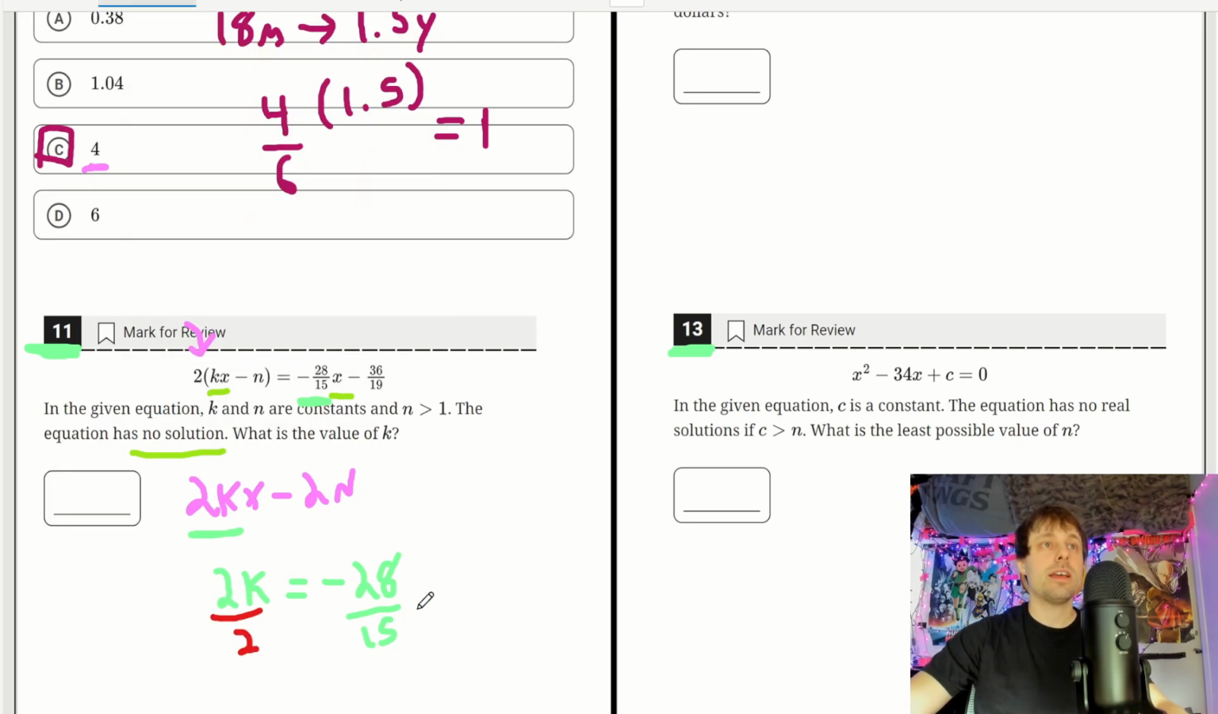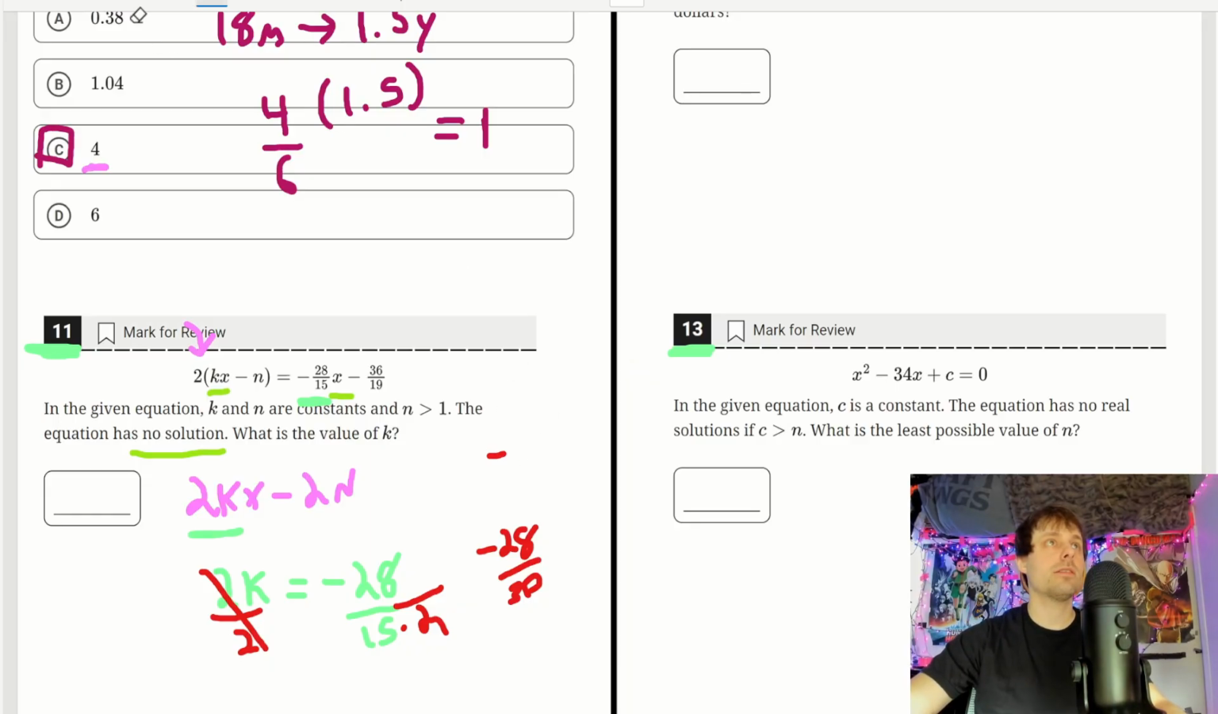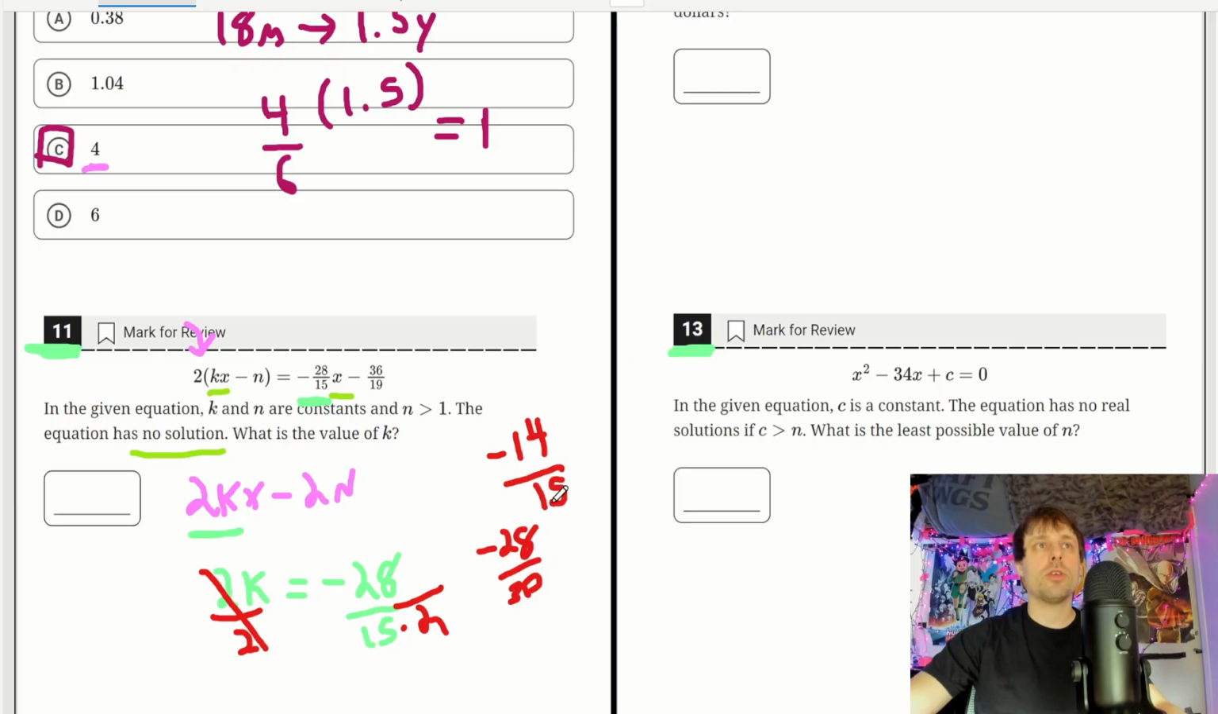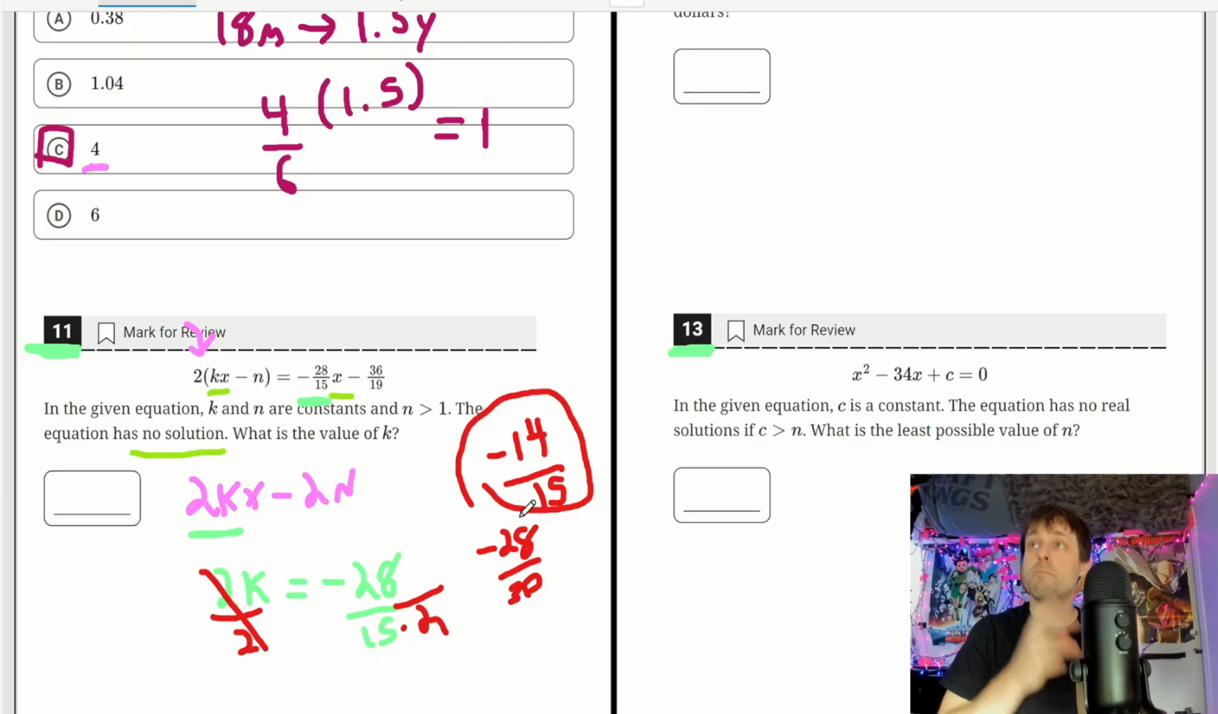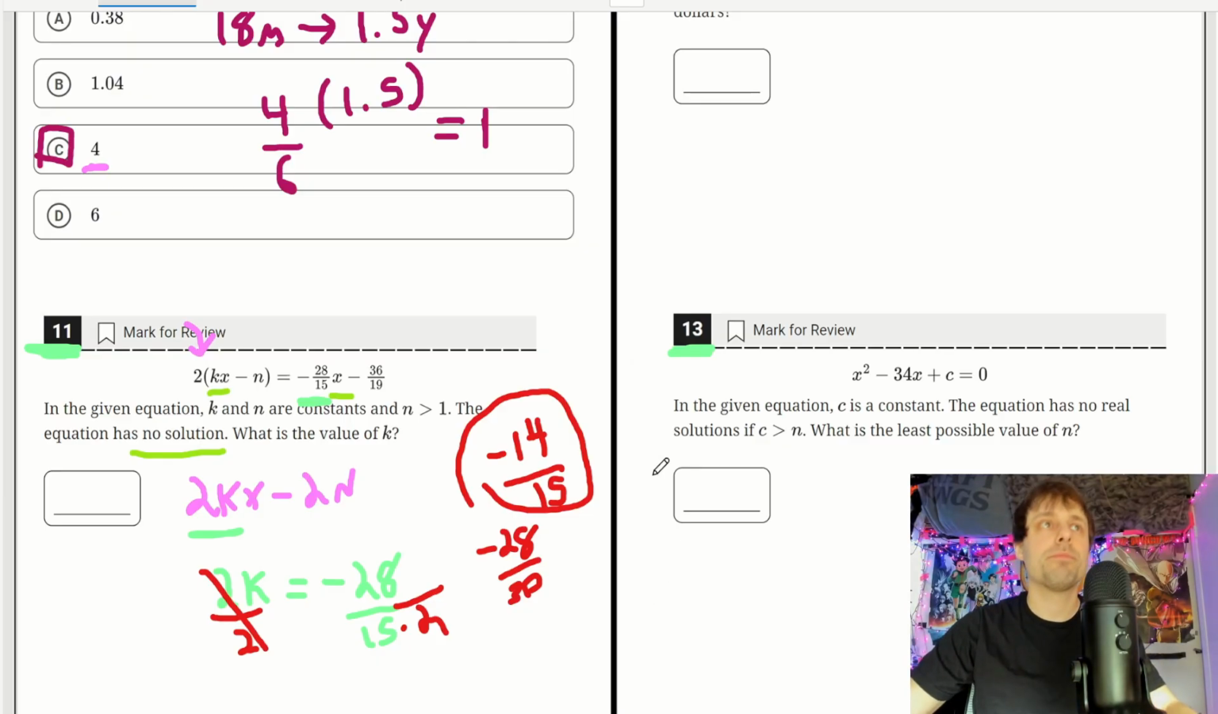Divide by 2. This just gets a 2 in the denominator since there's already a fraction. 2's go away. This is negative 28 over 30, or negative 14 over 15. So yeah, not too bad. That's going to be the value of k to make these 2 lines parallel to each other, same slope.